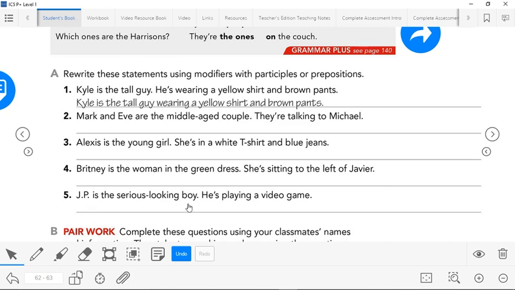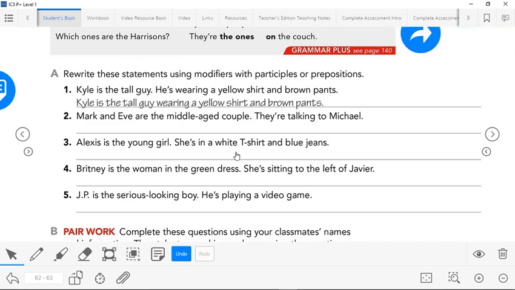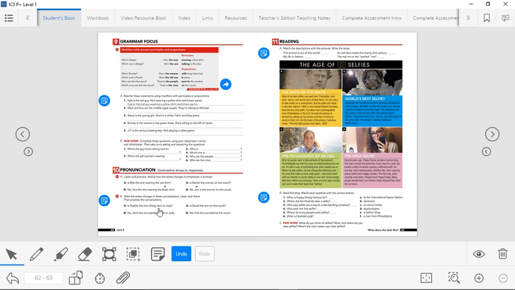JP is the serious looking boy. He's playing a video game. JP is the serious looking boy playing a video game. Very good. Very good. I hope you understand that part.